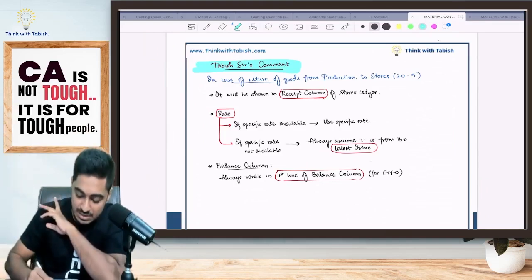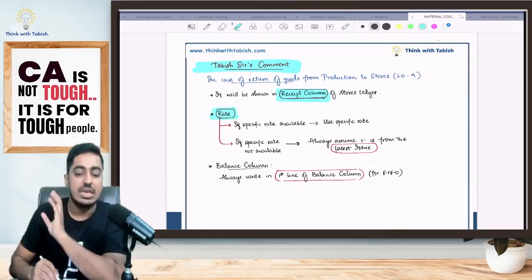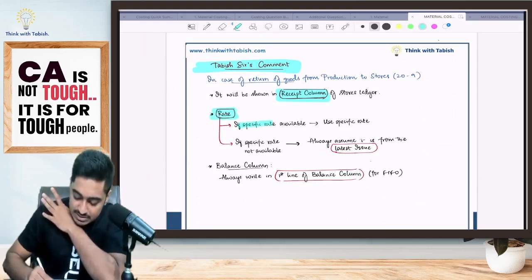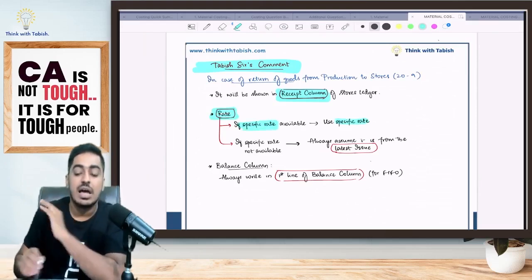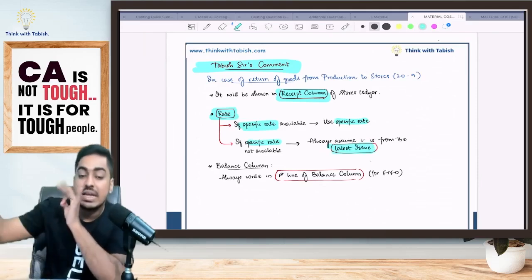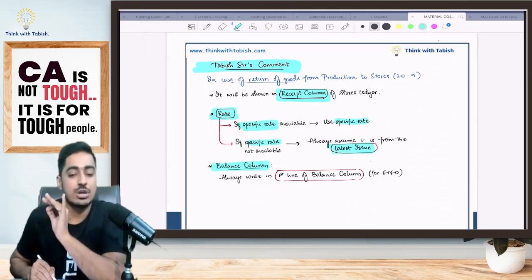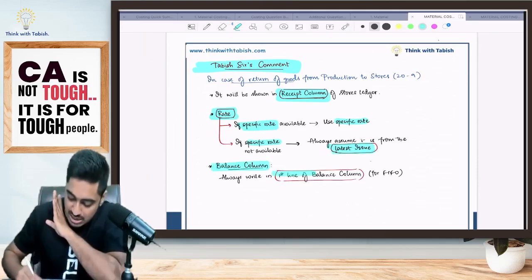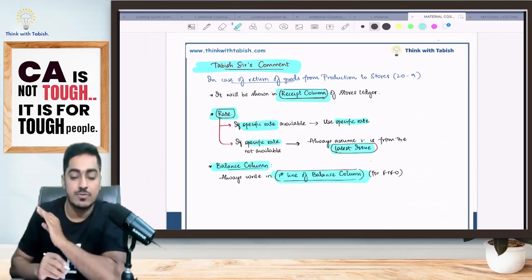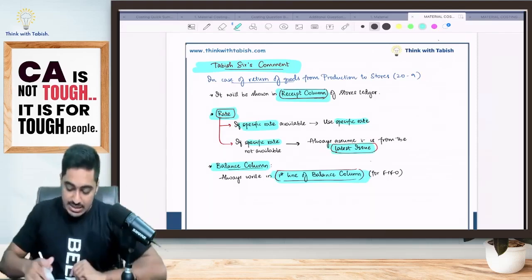Where will the goods come? Firstly, they will come in the receipt column. Which rate should I be using? If I know the specific rate, I will use it. I don't know the specific rate, so what will I do? Imagine it is from the latest issue. While I am updating my balance column, remember the very simple rule: I will always write in the first line of the balance column. Story is over.